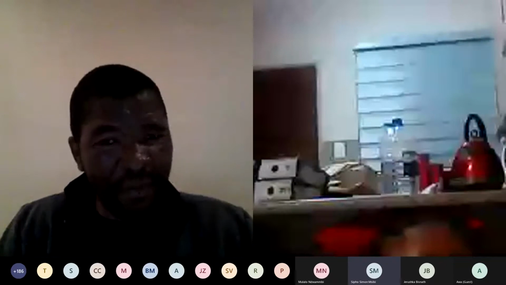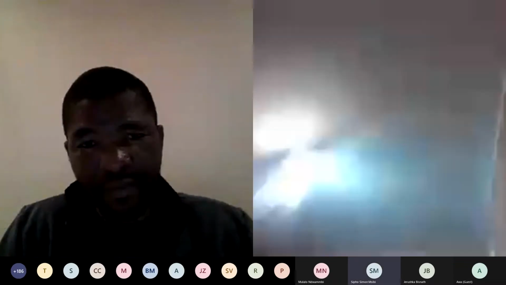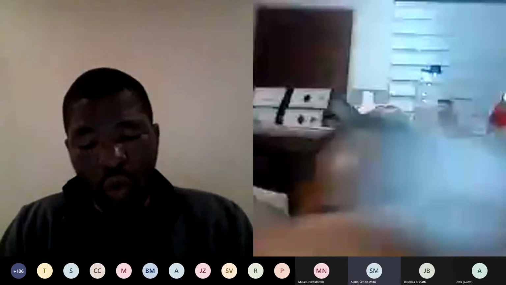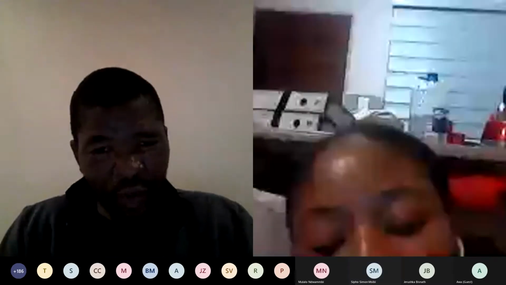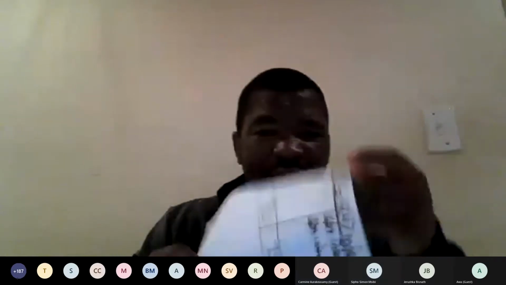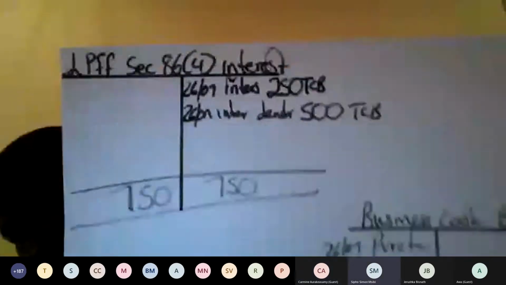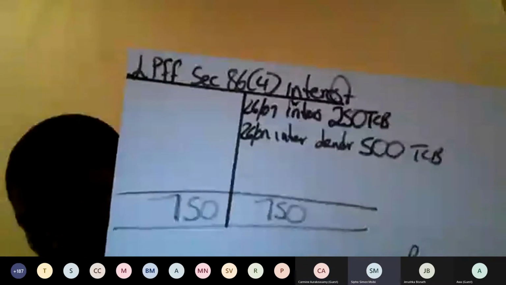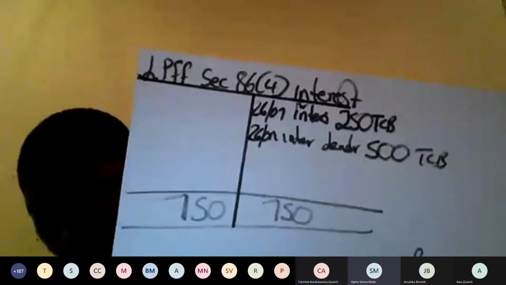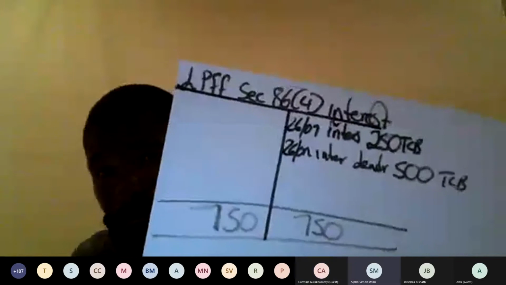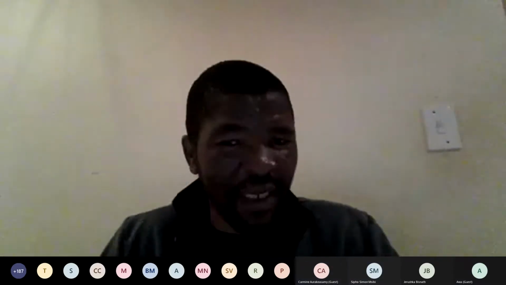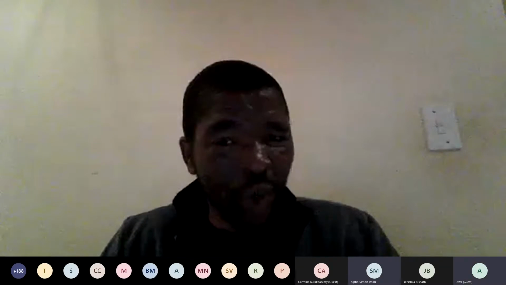Where do we get the 750? Go to your Legal Practice Fidelity Fund section 86 interest account. The interest account, LPFF section 86 interest account. When you balance that account, it tells you the balance is 750. That means you owe that account 750.